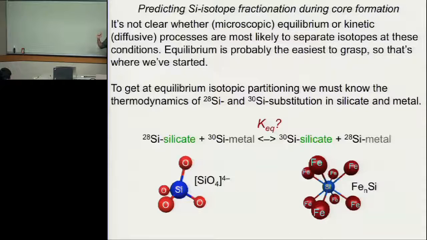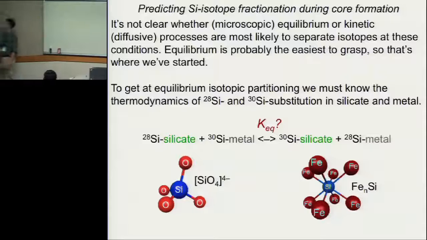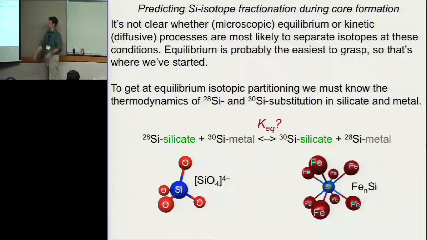So we're going to look for the keys under the lamppost, so to speak, where there's light. The basic idea is very similar to any kind of chemical partitioning problem. We're writing out a chemical equation, in this case involving swapping of isotopes between two different phases, like a metallic core and a typical silicate. And we're trying to find an equilibrium constant for that reaction using thermodynamics.